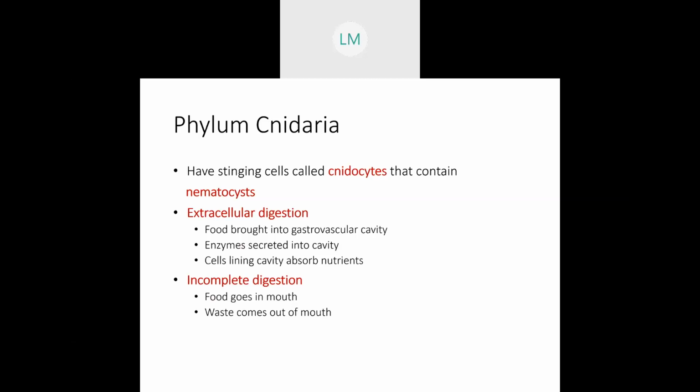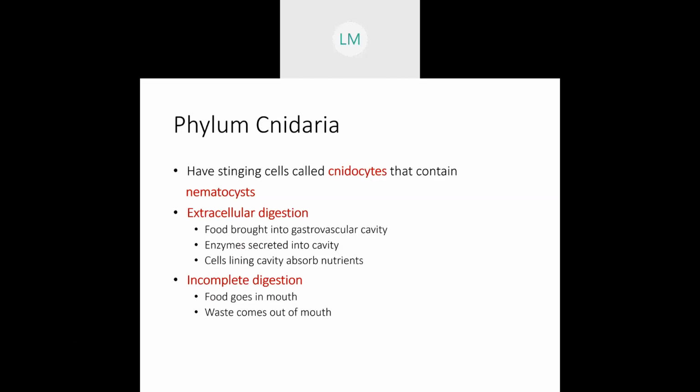That's what happens in our stomach, right? Our stomach, we're not bringing food particles into cells. Our stomach cells are secreting enzymes into that cavity to break down those food particles, and then we absorb them in our intestine cells, right? So food brought into a gastrovascular cavity, extracellular digestion. This is still internal, right? We're still doing it in our body. We're ingesting, then digesting. We're just doing it in a cavity rather than within individual cells.